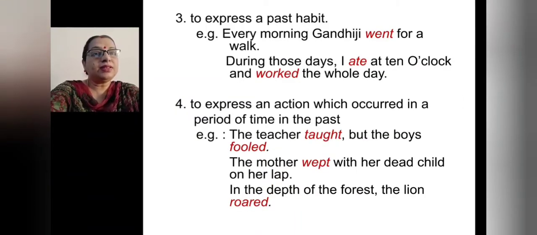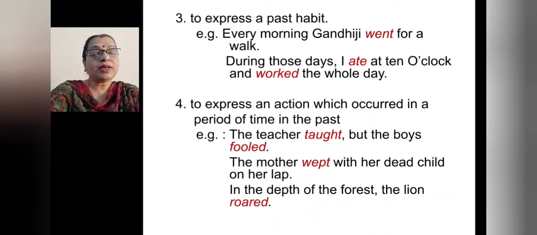Simple past tense is also used to express a past habit. Every morning Gandhiji went for a walk. So went, simple past. During those days I ate at 10 o'clock and worked the whole day. So ate and worked. Okay.